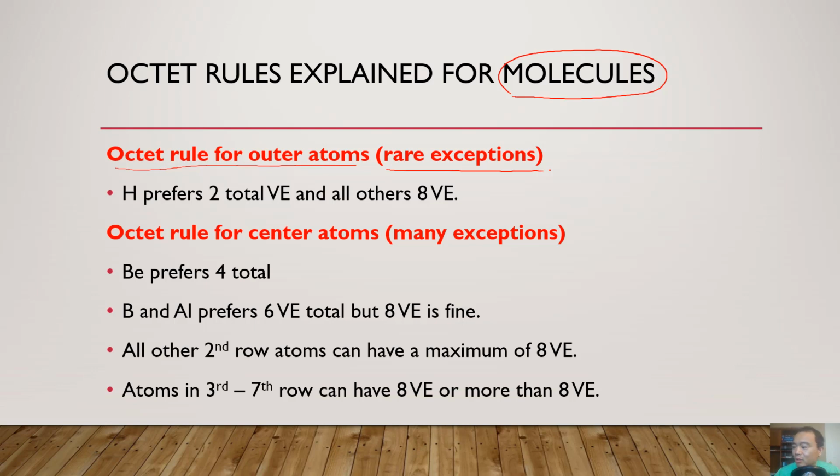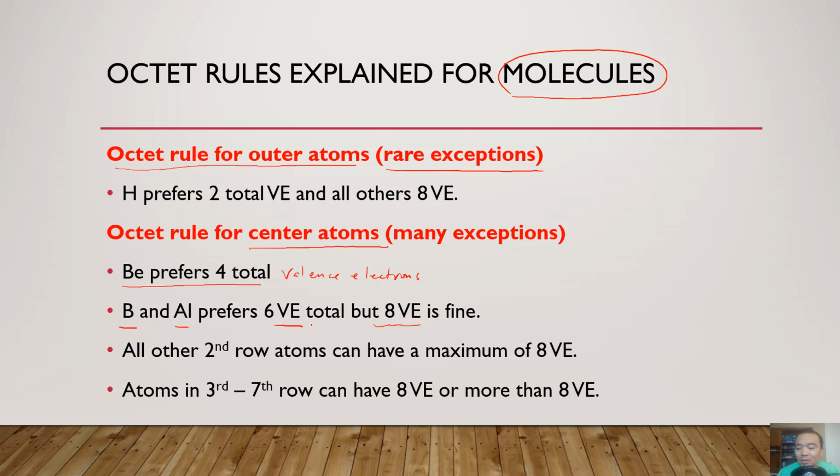The octet rule for the center atoms is more complicated because there are many exceptions. For example, beryllium will prefer a total of 4 valence electrons. However, for boron and aluminum, they prefer 6 total valence electrons. But if you give me 8, it's fine.